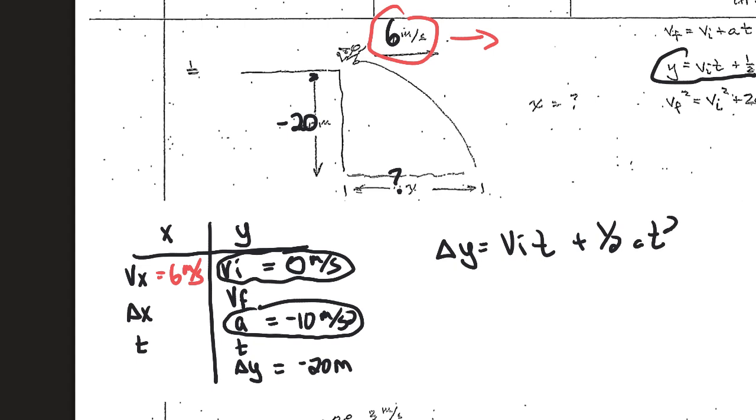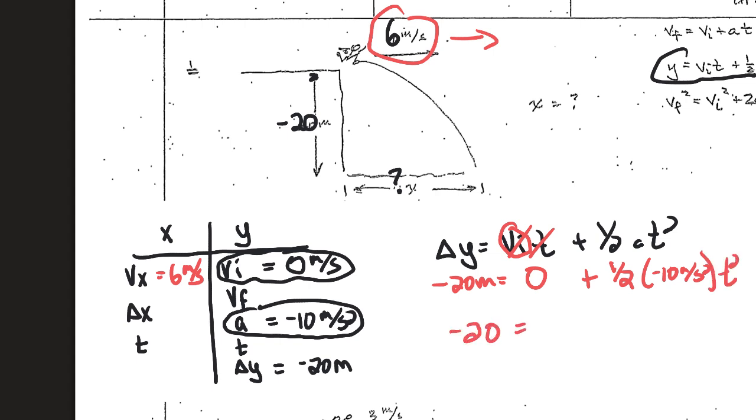Now we're going to plug in negative 20 meters equals 0. And hey, every time we plug in a V initial of 0, it essentially means this whole term just drops out. But we're going to acknowledge that. We're just going to write in a 0. Half of negative 10 meters per second squared times t squared. Negative 20 equals negative 5 t squared. Right? Adding 0 doesn't do anything. All I'm doing is taking half of gravity, negative 10.